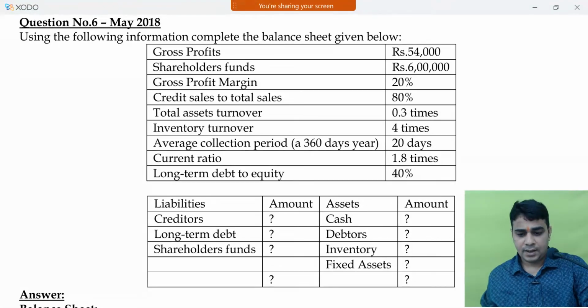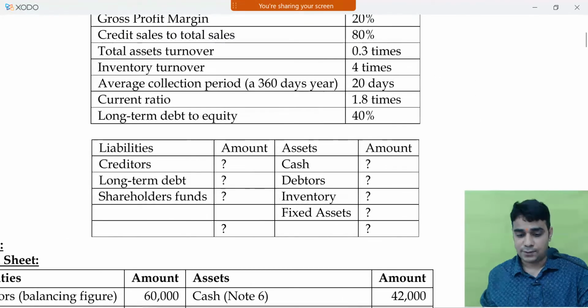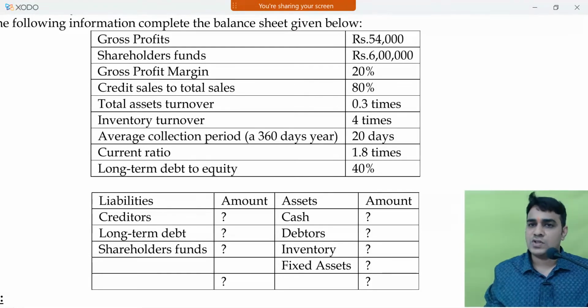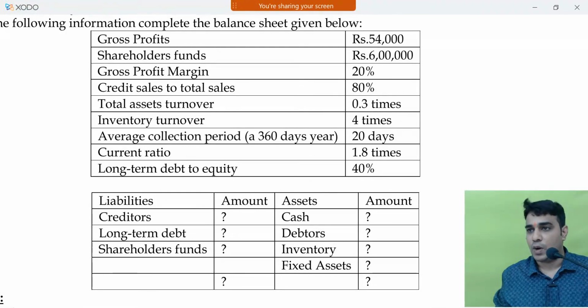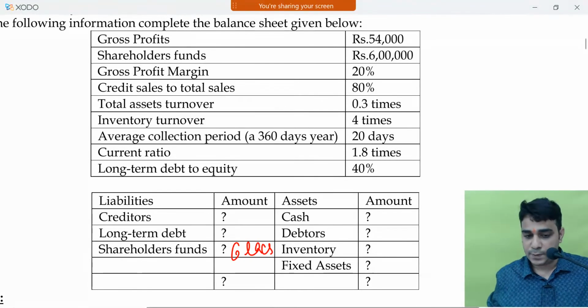Okay, coming to this question, some of the information is given, and the good part is the format is also given to us. So we are just required to estimate these items. This becomes simpler because once the format is known, you know what is to be calculated. So my shareholders' funds is given as 6 lakh.